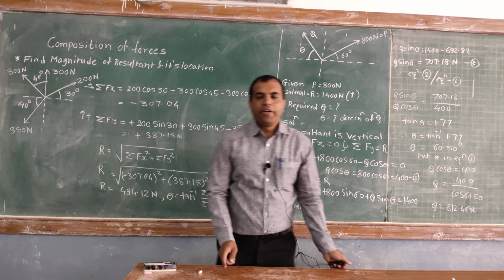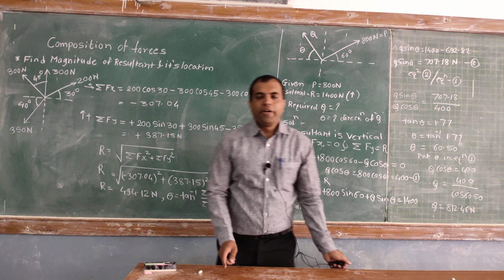So there are 4 forces, and we have to find the resultant of this system of forces. We have to replace these 4 forces by a single force which will produce the same effect as the system of forces. So this is a problem of composition. Let's begin. First we have to resolve the 200 Newton force into its two components. This force is in which quadrant? Yes, it is in the first quadrant. So resolve this force into its two components.